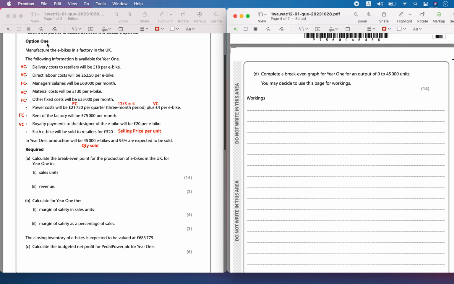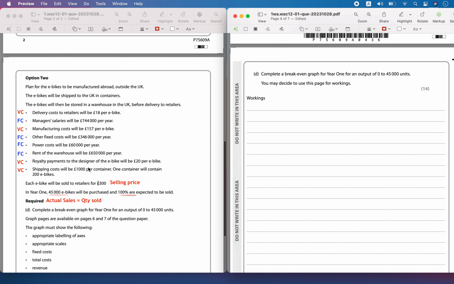For option 1, which had some variable cost and fixed cost for the production of an e-bike, we were asked to calculate the break-even point in sales units and the break-even point for the revenue. Then we also had to calculate the margin of safety in sales, the margin of safety as a percentage of sales, and the budgeted net profit. So this was for option 1.